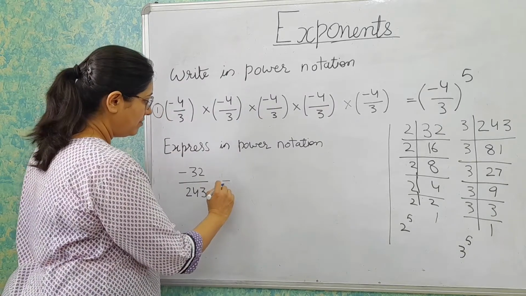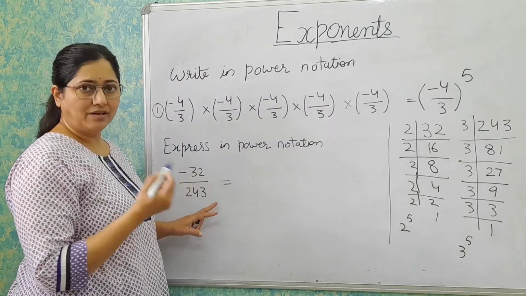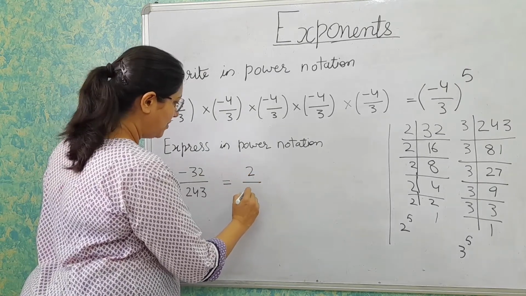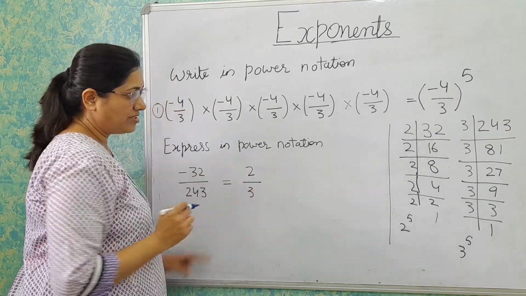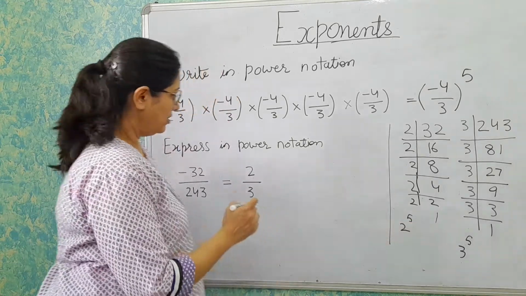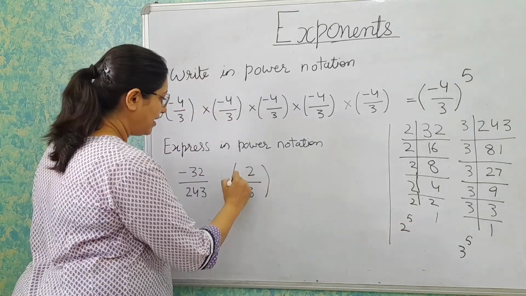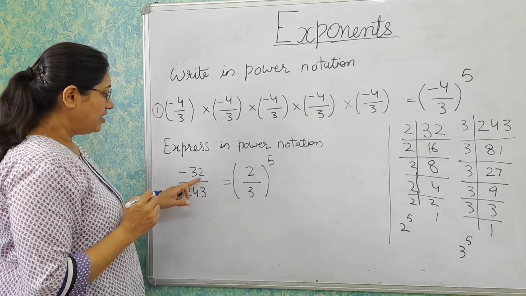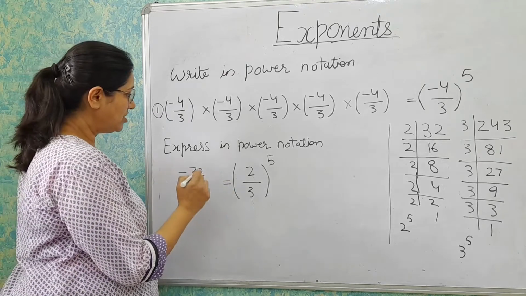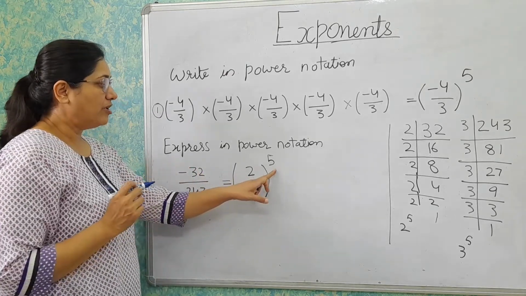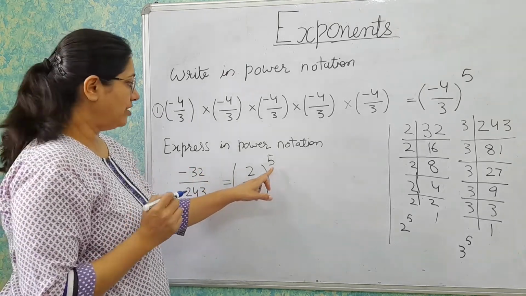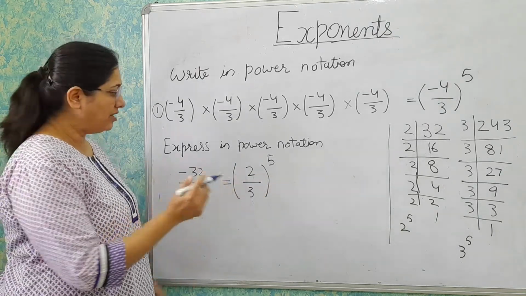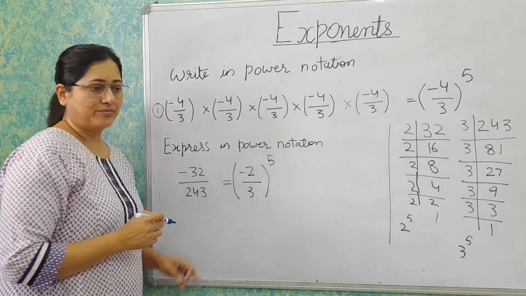So now I can express it in exponential form. I can write it as 2 divided by 3, and both the numbers have exponent 5. So I can enclose it in a bracket and write it raised to the power 5. But 32 is a negative integer, so I just have to put a negative sign because the exponent is an odd number. Whenever the exponent is an odd number, the negative sign will remain in the answer. So this is the answer.